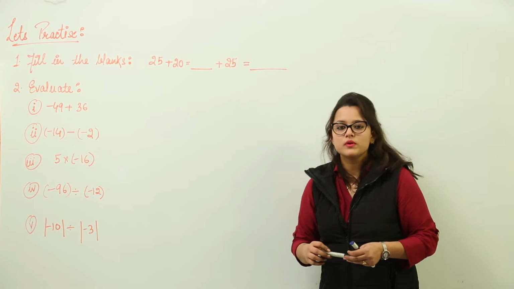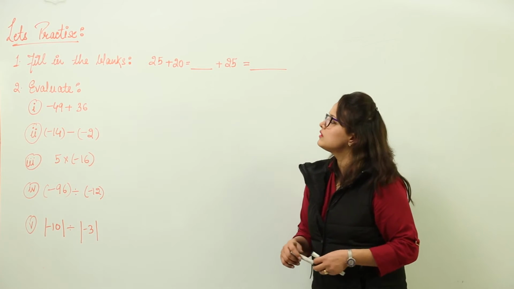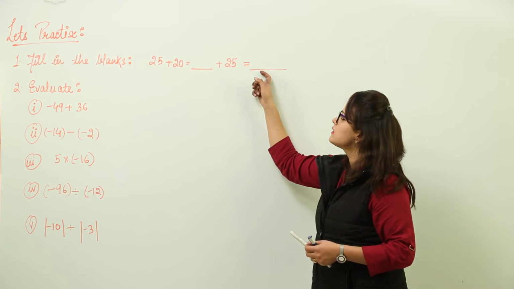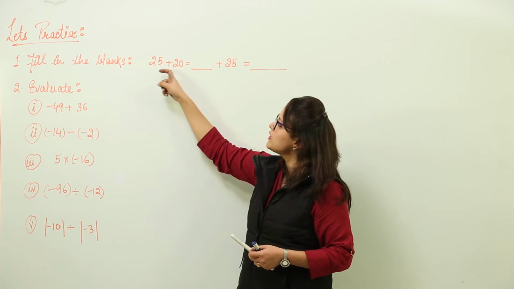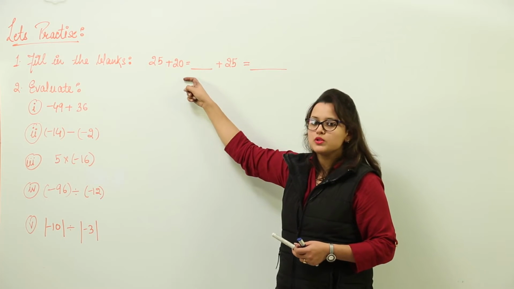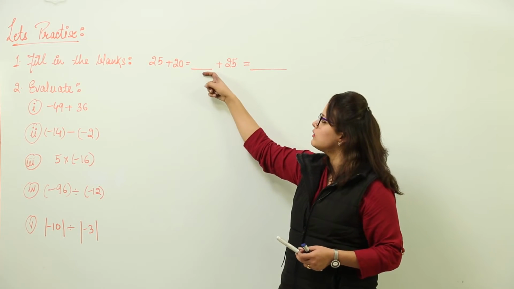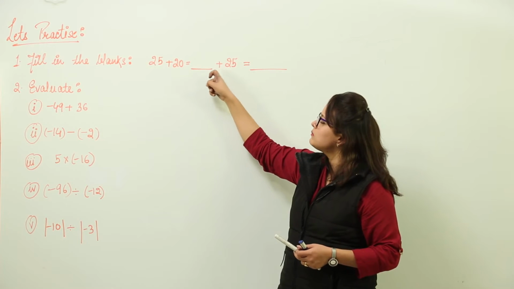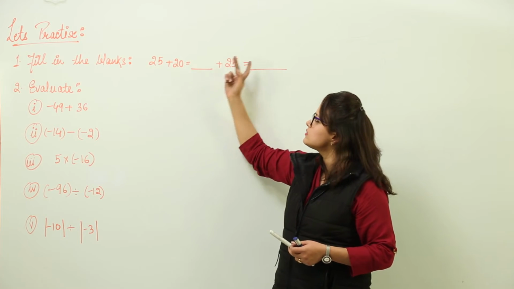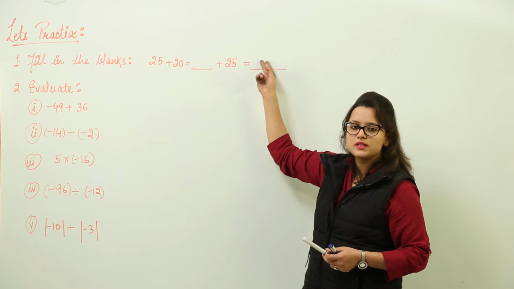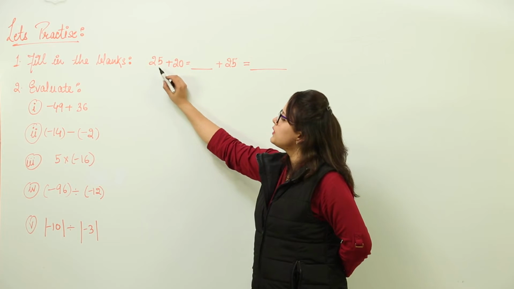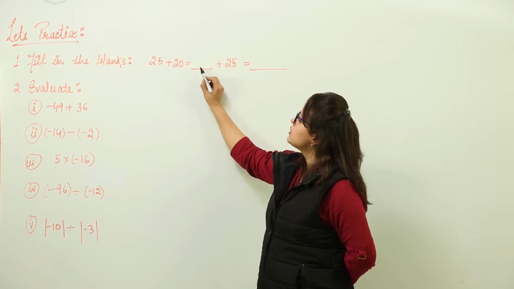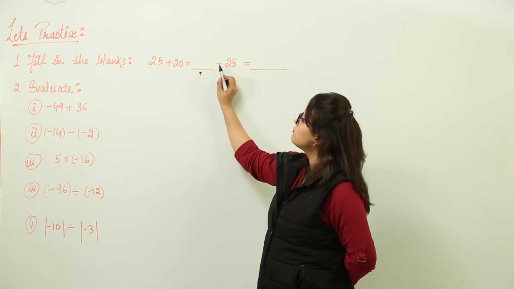Let us practice some questions now. The first question is asking us to fill in these blanks. The first blank is written after 25 plus 20 equals what. What should be placed here so that 25 can be added and both of these add up to some value? Now we need to find what 25 plus 20 should be equal to such that this value and plus 25 become equal.